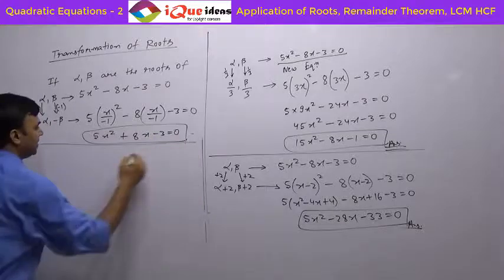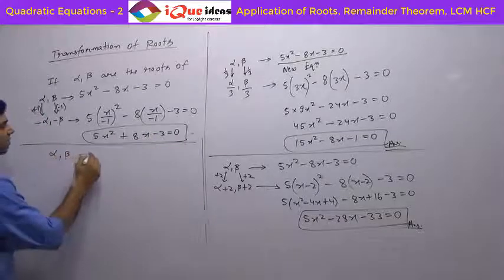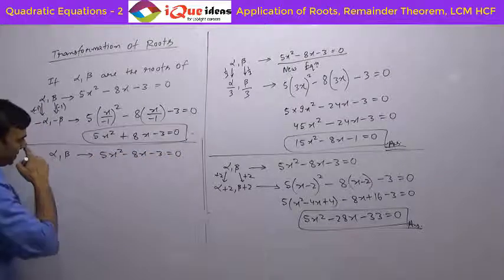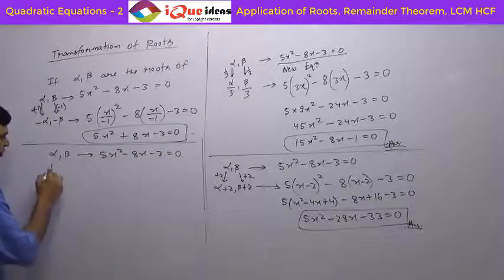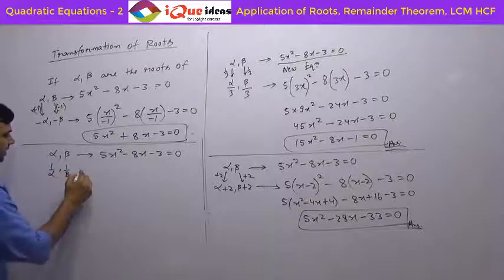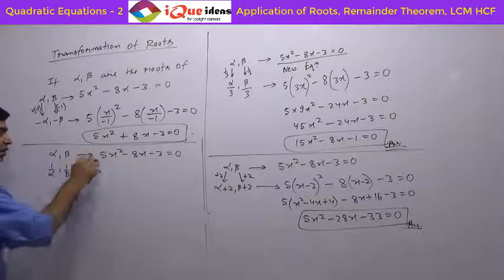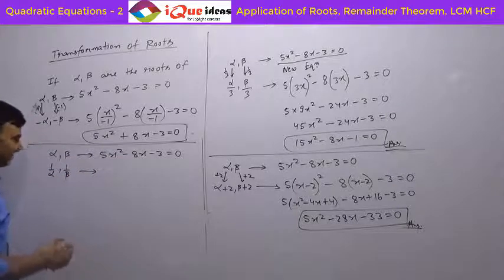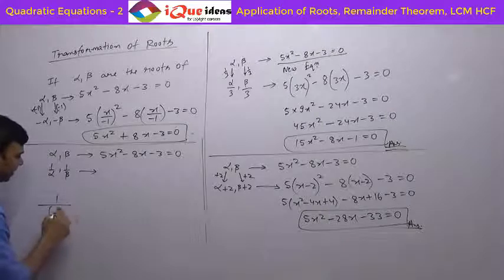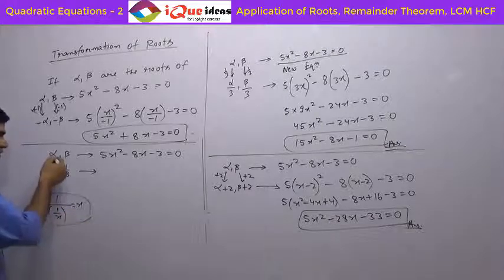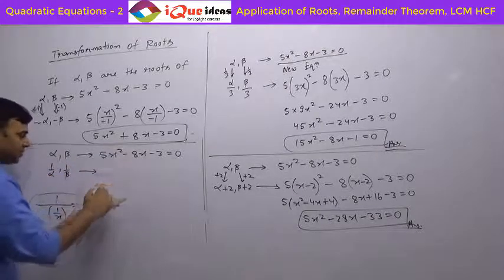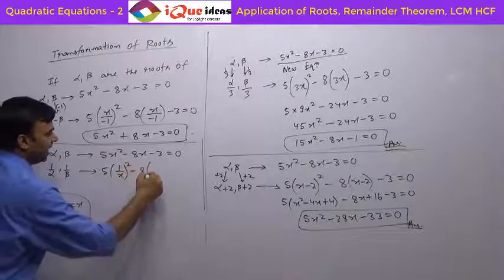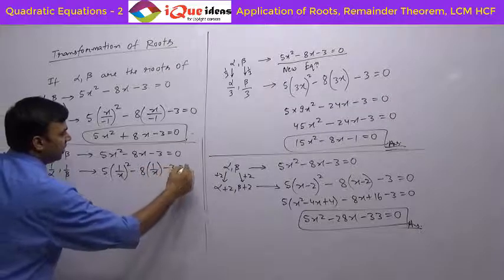Suppose we have a question like this which says if alpha beta are the roots of 5x square minus 8x minus 3 equal to 0, right? Then what will be the equation for which the roots are 1 by alpha and 1 by beta? So what are we doing here? We are inverting. So here also we'll invert. So if the roots are getting inverted, the x will also get inverted. So it becomes 5 into 1 by x whole square minus 8 into 1 by x minus 3 equal to 0.